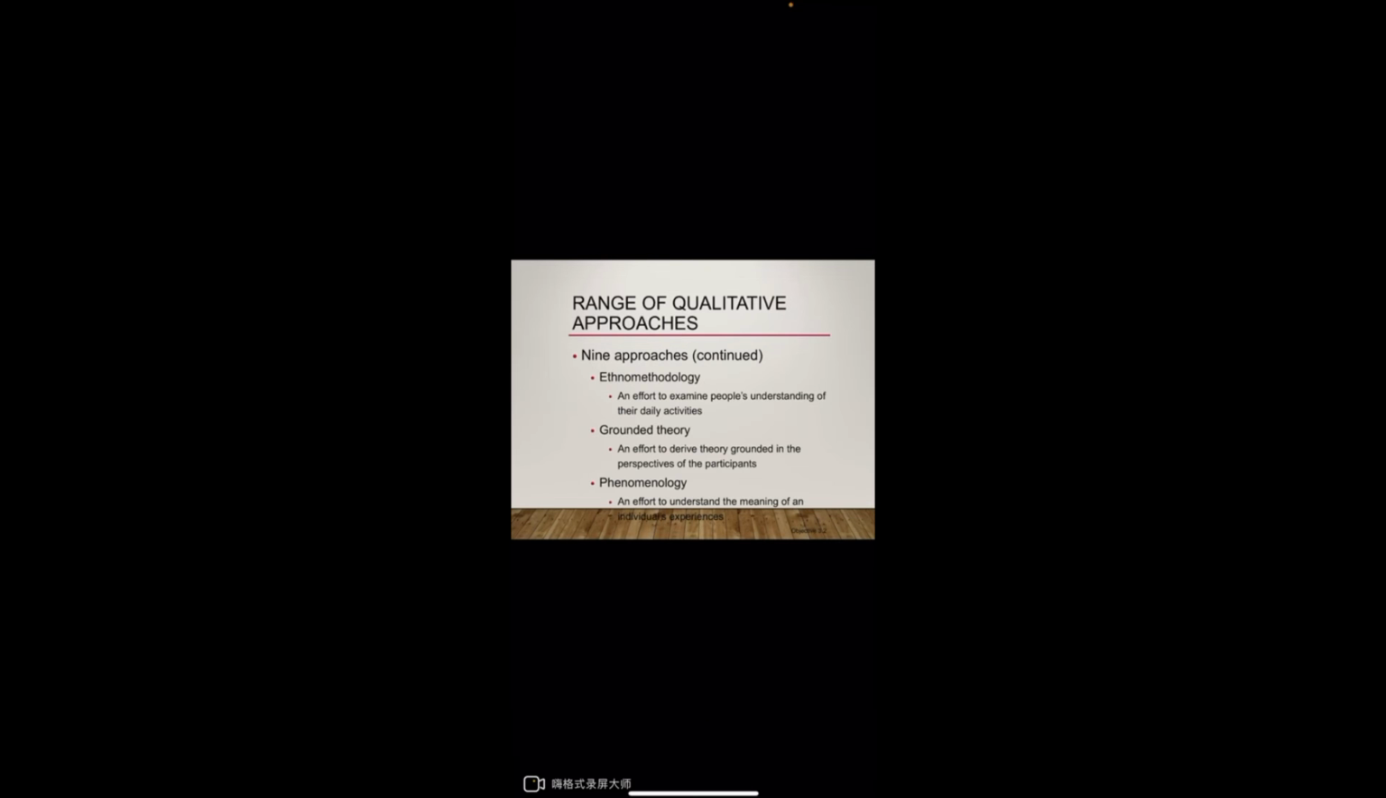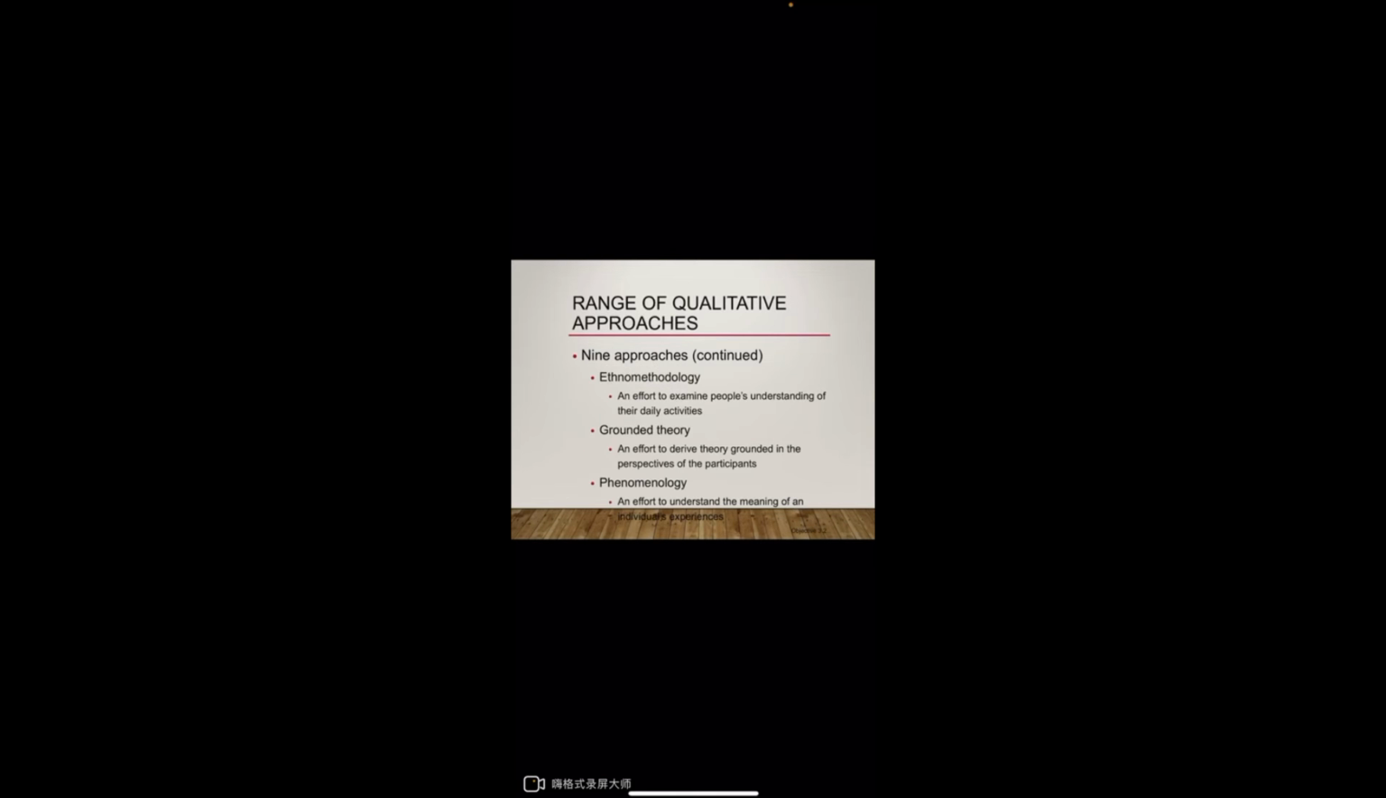Case study, ethnography, ethnology, ethnomethodology, grounded theory, phenomenology, symbolic interaction, action research, historical research. The first one is case study. It means that an effort to seek an understanding of single person or entity. And the second one is ethnography.